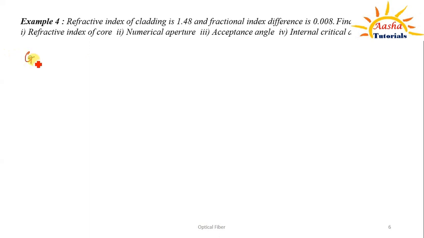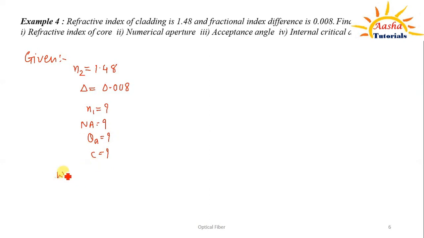So let us first of all write the given data again. The refractive index of cladding, that means n2, is given here as 1.48, and the fractional refractive index change, that is delta, is 0.008. We need to find out the refractive index of core, that means n1, then the numerical aperture, then the acceptance angle and the critical angle. Okay, so let's see how we can find this.